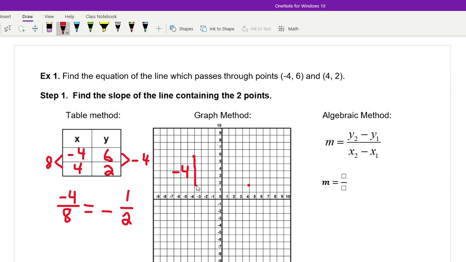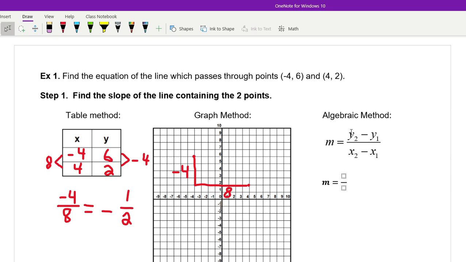And then we go across to the right, a total of 8 units. If you're someone who needs to see a visual, the graph is one of the best ways to do it. So yet again, we would get -4/8, our rise over our run, and we simplify it to -1/2.